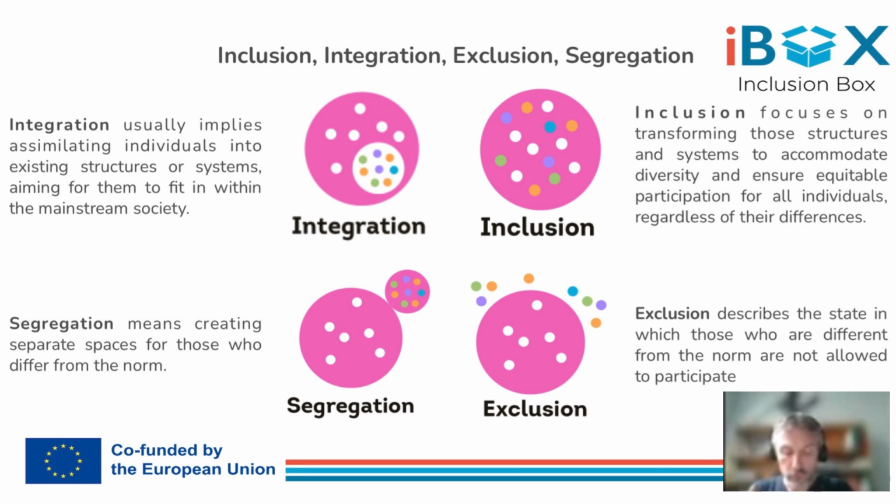Exclusion would describe the state where those who are different from the norm are not allowed to participate. So they are basically excluded from the circle. They're wandering around, but there's no dedicated sphere, no integrated area. They're just excluded and not part of the bigger group, so to say.